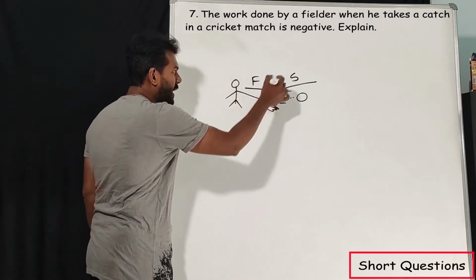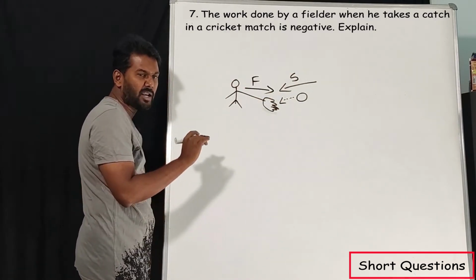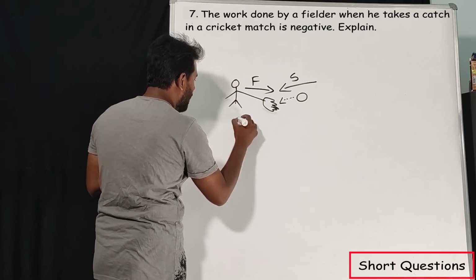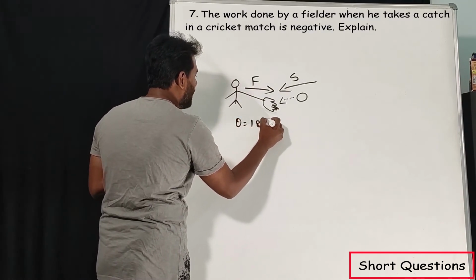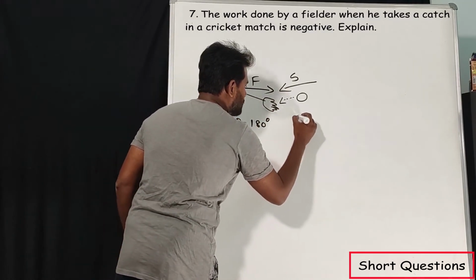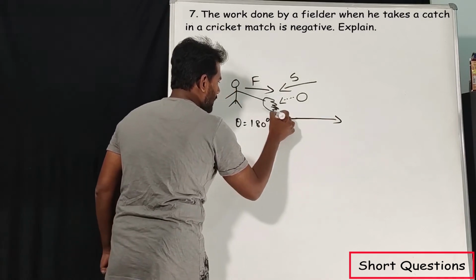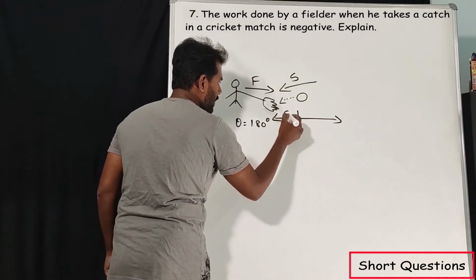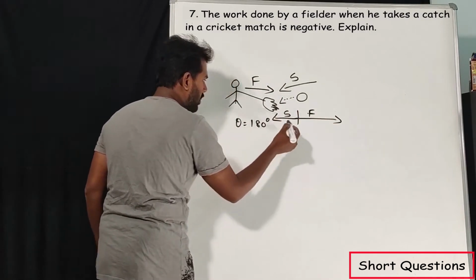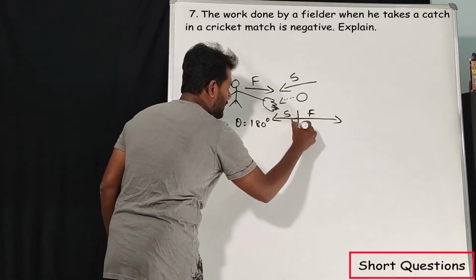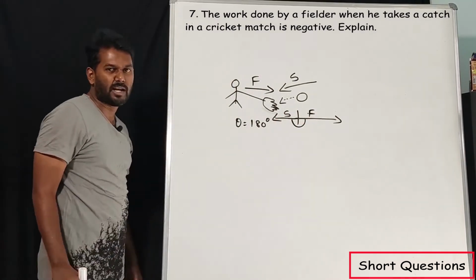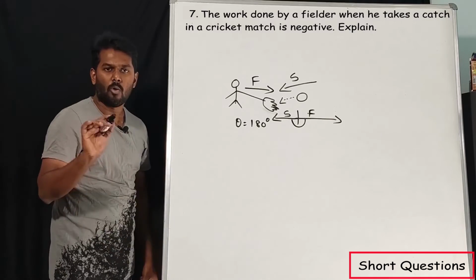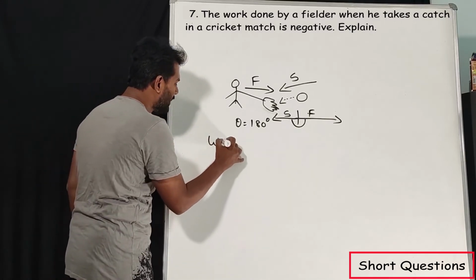If the force applied and the displacement both are in opposite direction, then theta will be 180 degree, correct? See, force applied is in this direction, the displacement is in this direction. So both are in opposite direction. The theta angle between them is 180 degree. Correct. Angle of a straight line is 180 degree. Now we'll apply that in the formula.